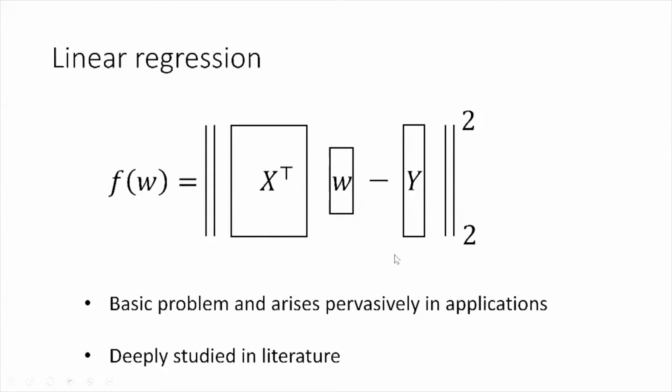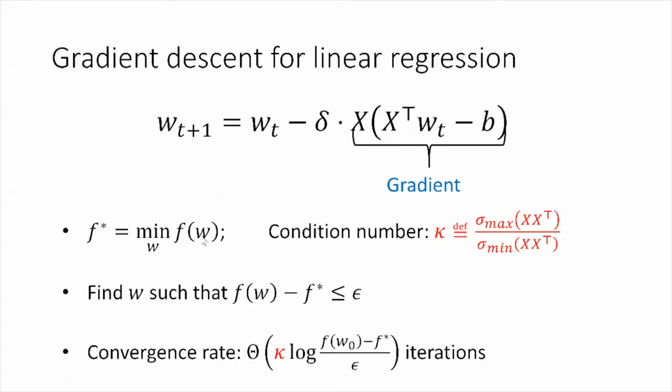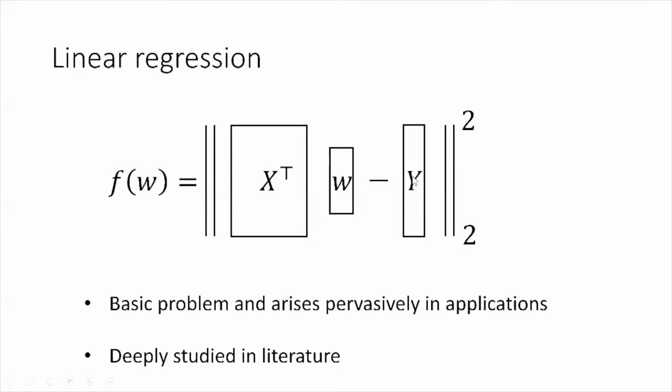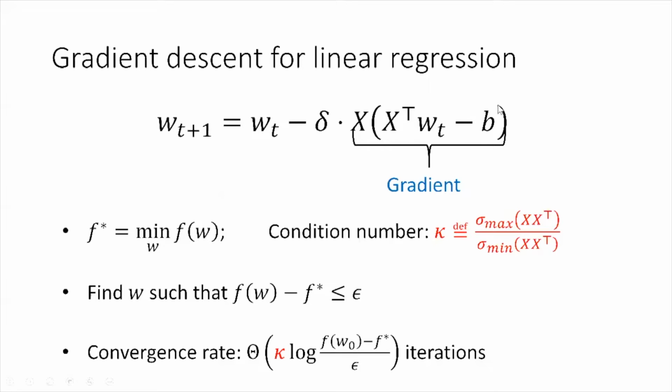So one of the first questions that we'll ask ourselves in this context is, what if we apply gradient descent to solve linear regression, then what is the guarantee that we can get? Right? And in this case, firstly, the update takes the following simple form, where the gradient can be computed in this form. So we have X times X transpose W_t minus Y. Sorry for the typo, so it should be X transpose W_t minus Y.